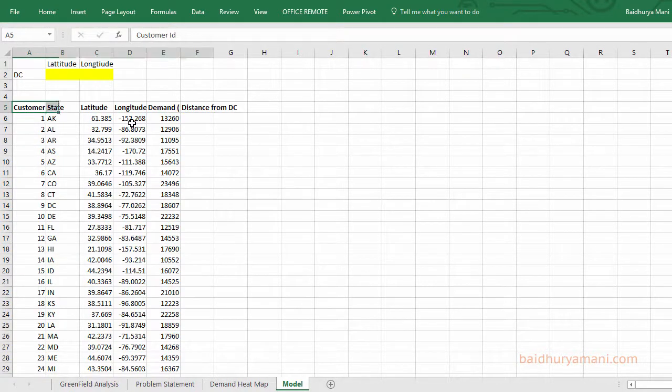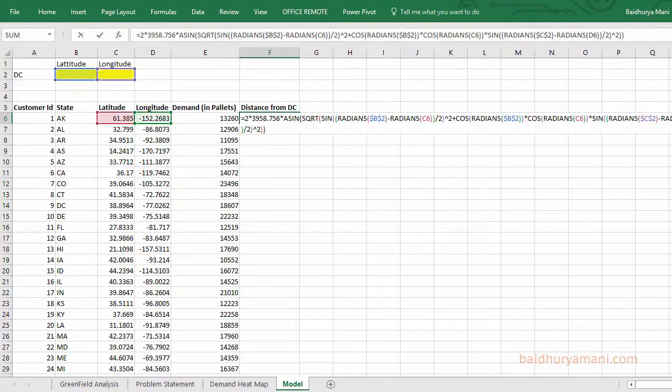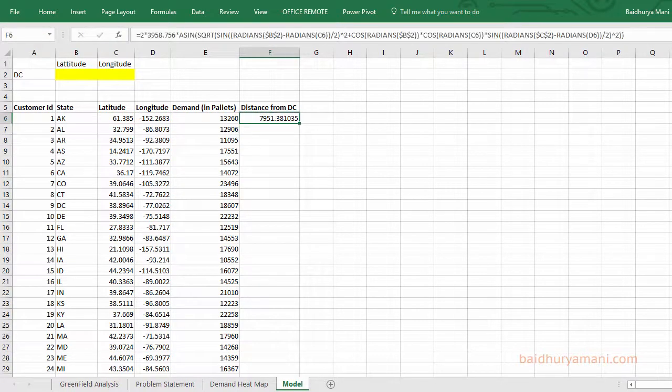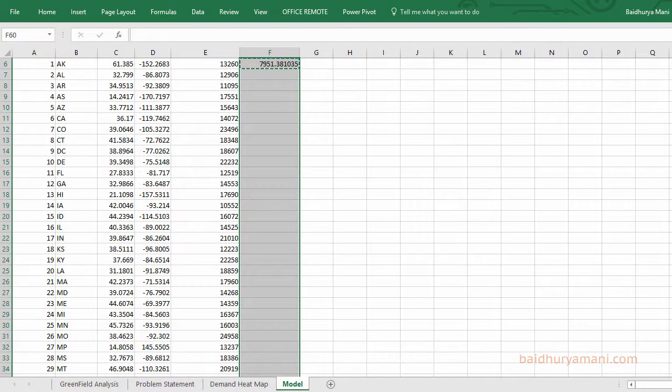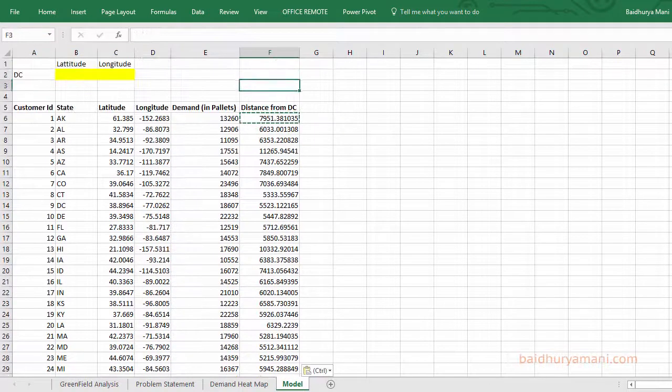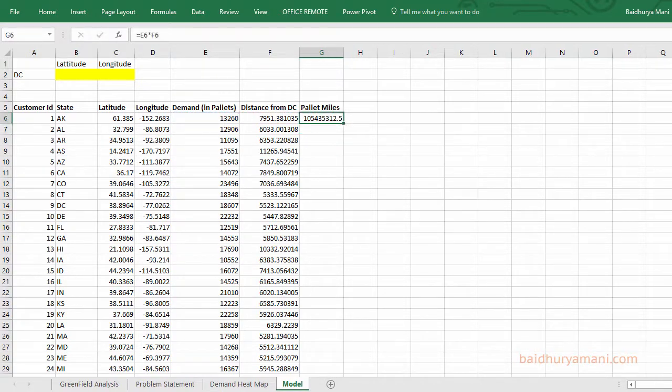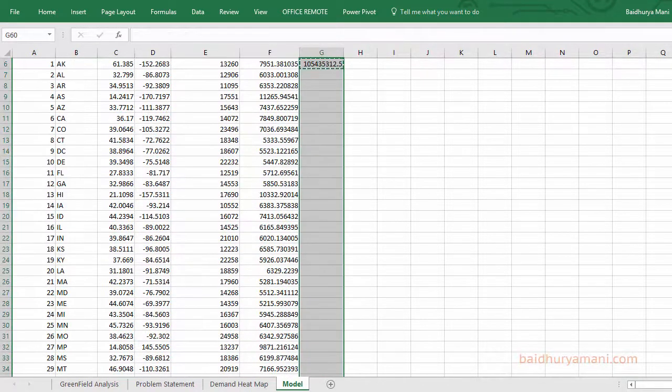So in cell F6, I have written the Haversine formula in Excel. So this formula calculates the distance between the DC and the state AK. So let's copy this formula and let's paste it all over. So now we have the distance from the DC in miles. So now let's calculate pallet miles. So pallet miles would be a multiplication of demand and the distance from DC. And we'll again paste it all over.